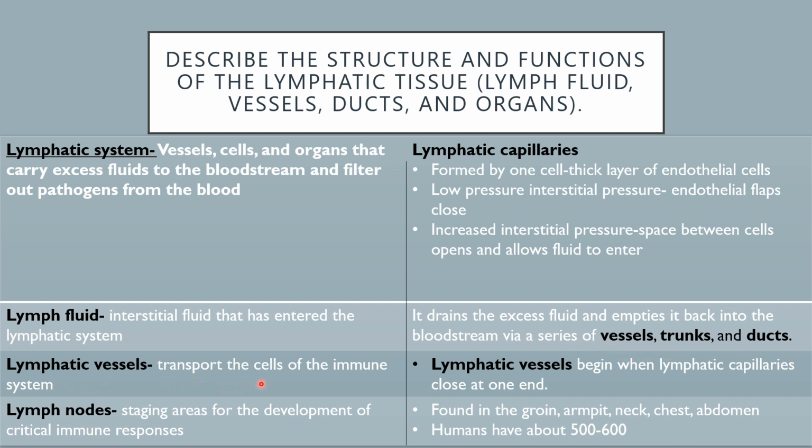Lymphatic vessels transport the cells of the immune system and begin when lymphatic capillaries close at one end. Lymph nodes are staging areas for the development of critical immune responses, found in the groin, armpit, neck, chest, and abdomen, and humans have about 500 to 600 of them. Lymphatic capillaries are formed by a one cell thick layer of endothelial cells. With low interstitial pressure, endothelial flaps close. With increased interstitial pressure, space between cells opens and allows fluid to enter.